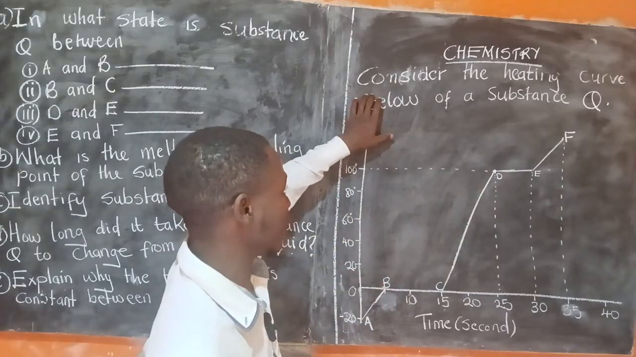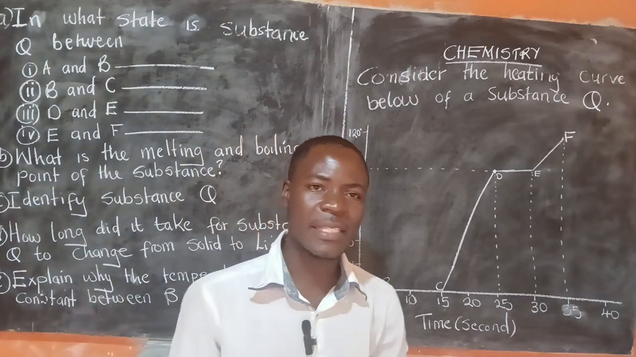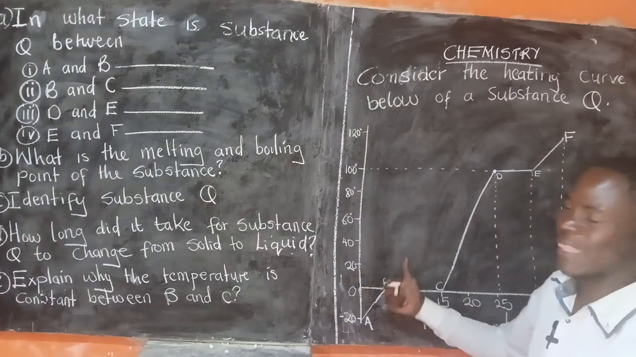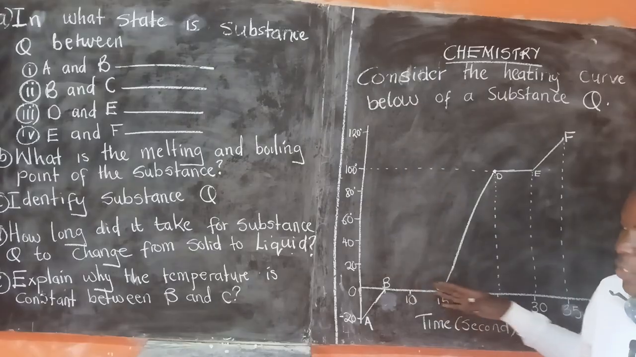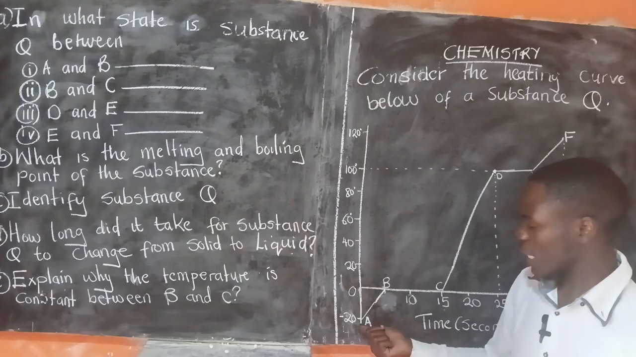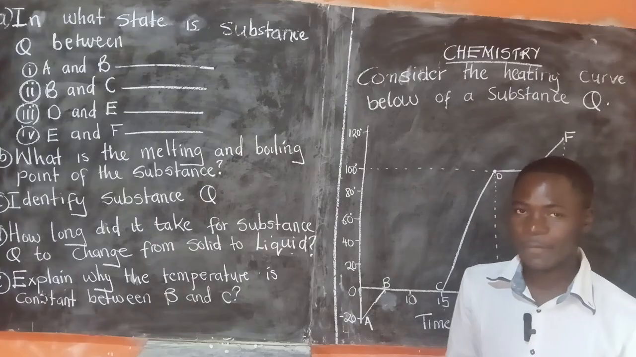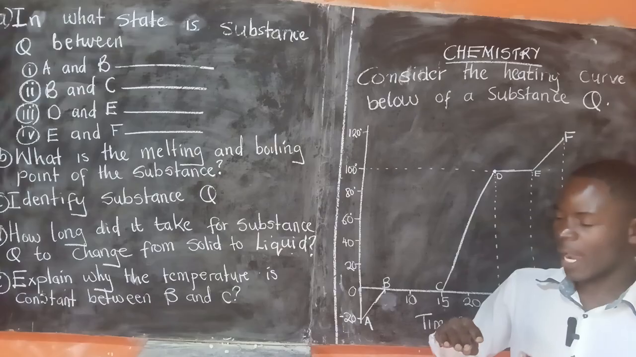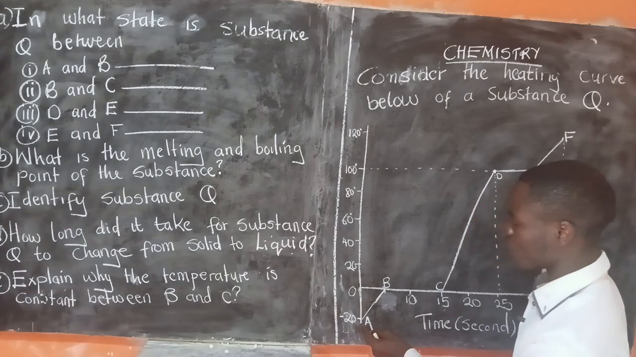According to the question, they're saying consider the heating curve below of the substance. Now what is this substance? It is called substance Q, and this is whatever is happening over the substance. The heating started from a constant part, it did not start from 0, it started from below 0, which is negative 20, meaning it was in the form of a solid, particularly ice. So it is negative coming from A to B.